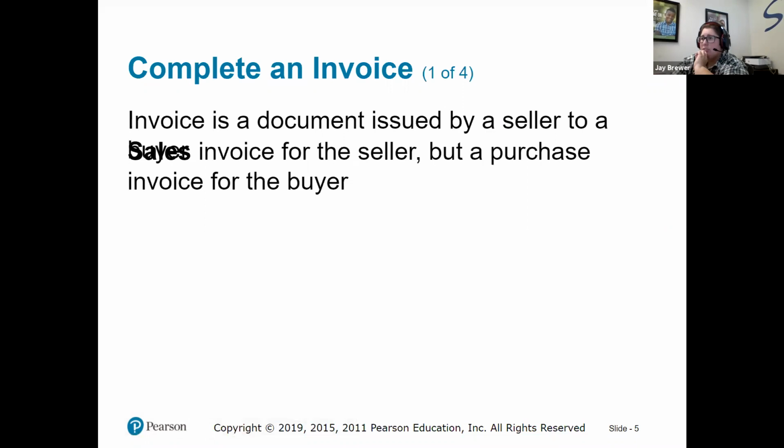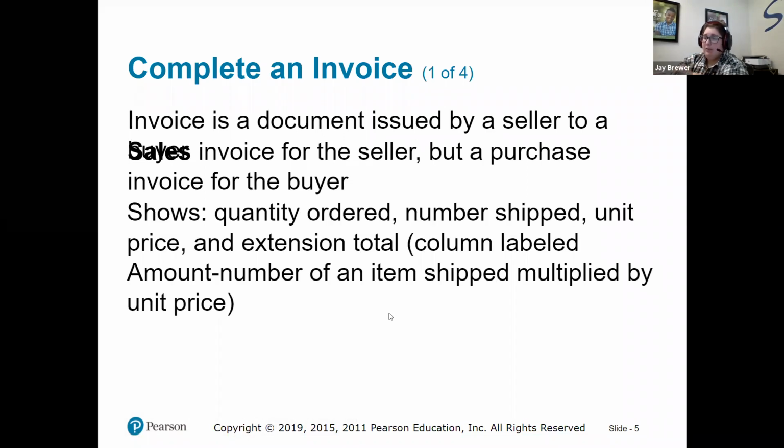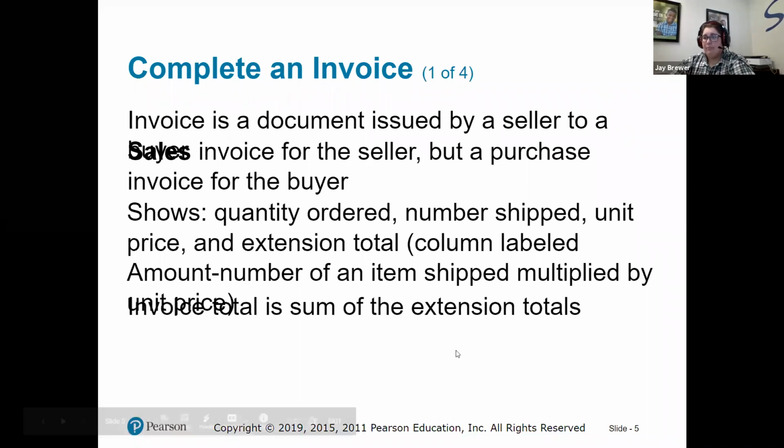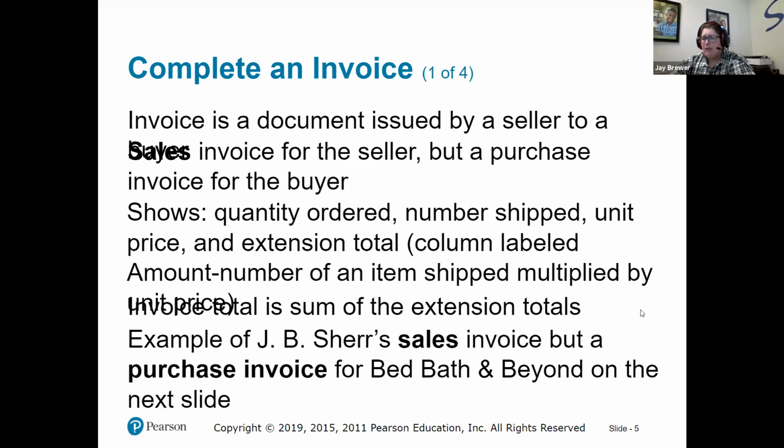A sales invoice is for the seller, but a purchase invoice is for the buyer. It shows quantity ordered, number shipped, unit price, and extension total. The column labeled amount is the number of an item shipped multiplied by the unit price. Invoice total is the sum of the extension totals. An example is JB Sherr's sales invoice, but a purchase invoice at Bed Bath & Beyond is on the next slide.